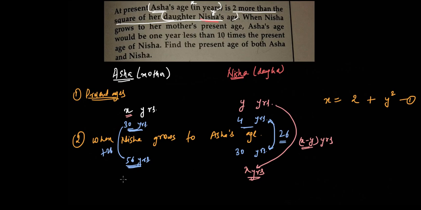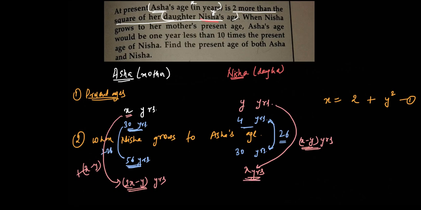So this becomes, I will just add it here. So this becomes x minus y. We'll add this to x. So this becomes 2x minus y years. So now I have a condition that we are talking about after x minus y years. So in that case, Asha's age becomes 2x minus y and Nisha's age becomes x years.